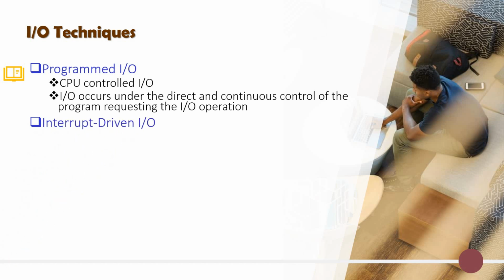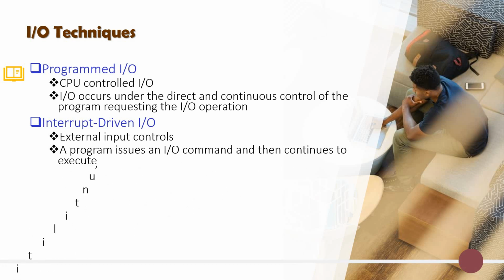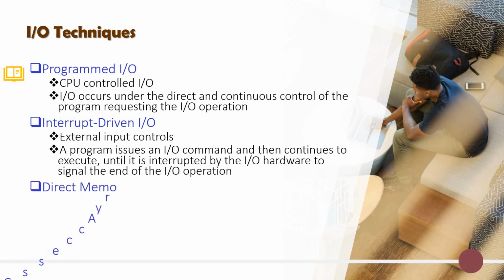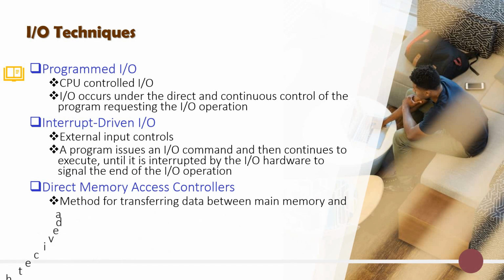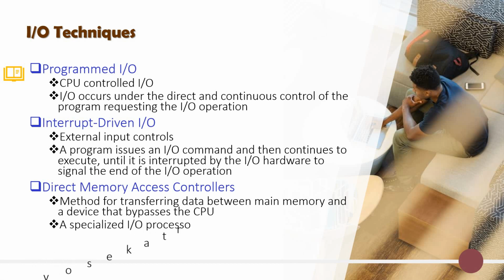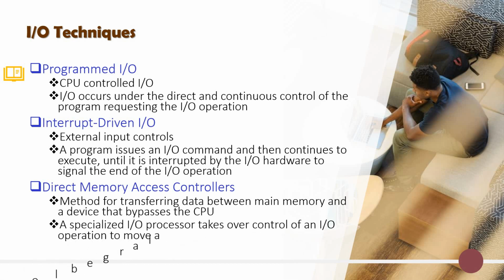Interrupt-driven I/O. External input controls. A program issues an I/O command and then continues to execute, until it is interrupted by the I/O hardware to signal the end of the I/O operation. Direct memory access controllers. Method for transferring data between main memory and a device that bypasses the CPU. A specialized I/O processor takes over control of an I/O operation to move a large block of data.